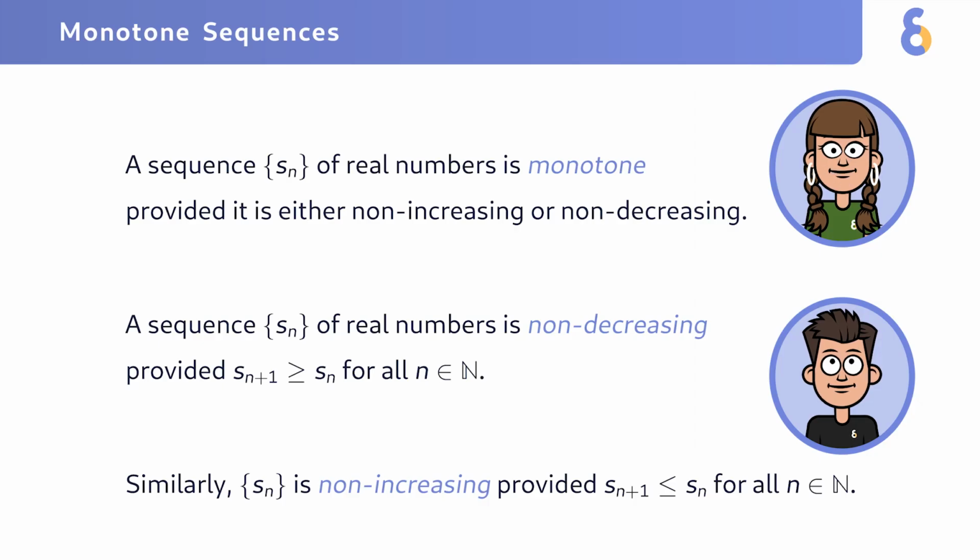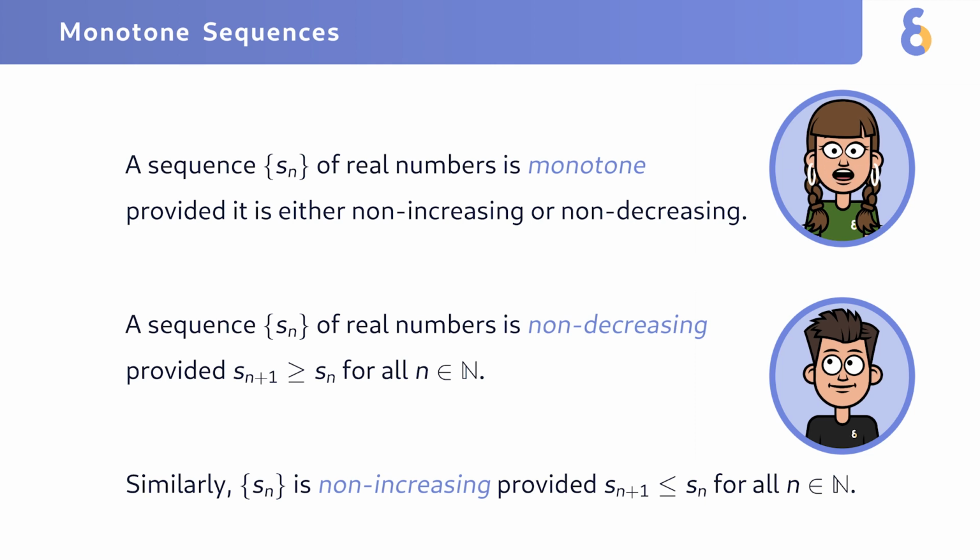We say a sequence S sub n is monotone, provided it is either non-increasing or non-decreasing. A sequence of real numbers is non-decreasing, provided each successive iterate is always at least as big as the current iterate. That is, S sub n plus 1 is greater than or equal to S sub n for all indices n. If the inequality is strict, then we can say the sequence is strictly increasing.